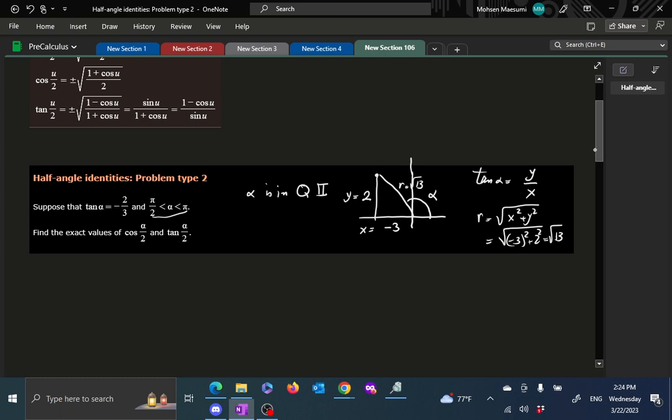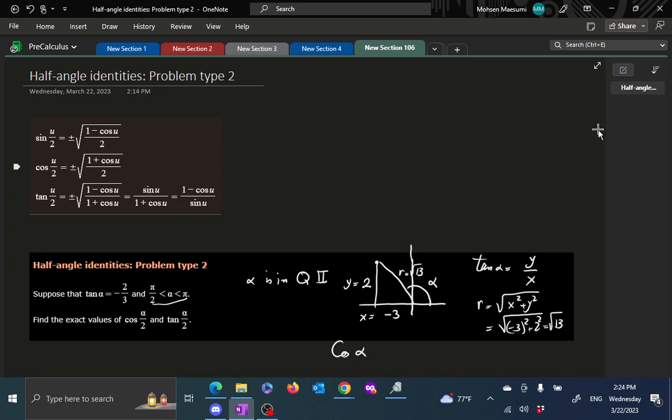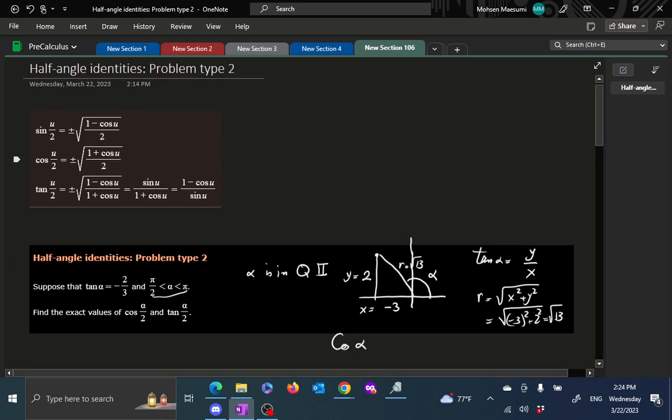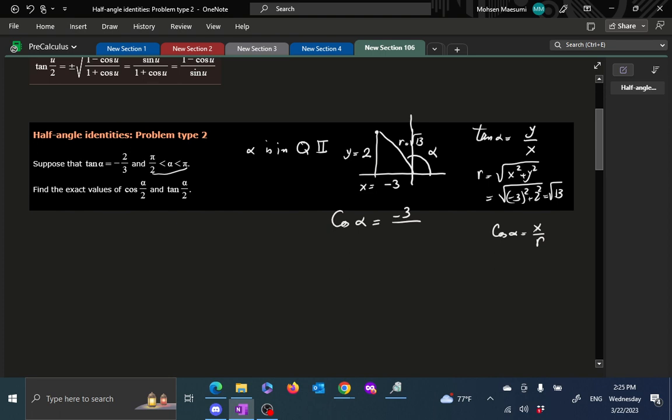We might as well go ahead and calculate cosine of alpha. Why do I need cosine of alpha? Because in all these formulas, cosine is used. If I want to use these formulas, I also need sine. So if you want to go ahead and calculate sine as well, it's up to you. So cosine of alpha, cosine is the ratio of adjacent to hypotenuse. So adjacent is minus 3 or x. So let's remind ourselves cosine of alpha was x over r. So x is minus 3, r is radical 13. So now I am ready to go.